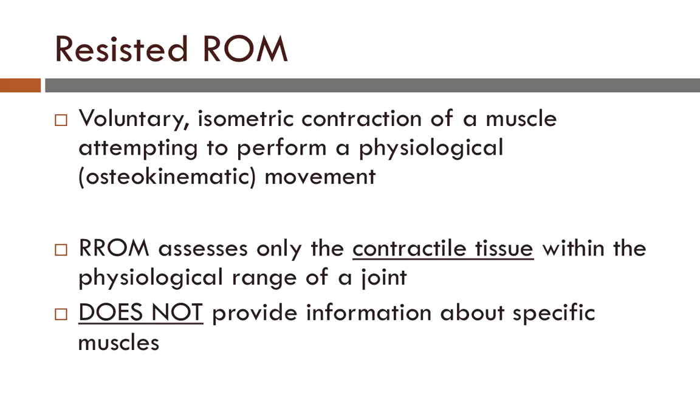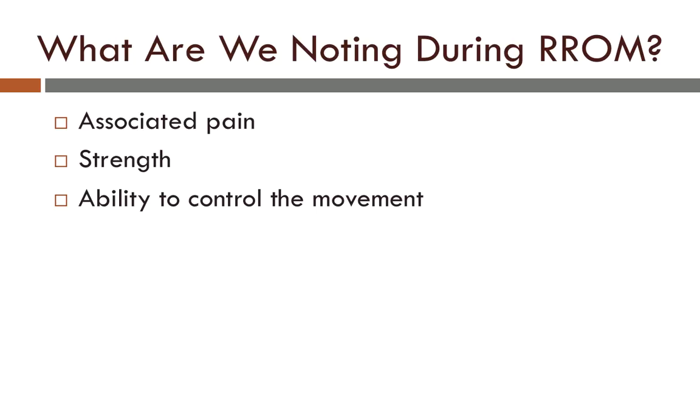Resisted range of motion can be defined as voluntary isometric contraction of a muscle attempting to perform a physiological or osteokinematic movement. Resisted range of motion assesses only the contractile tissue within the physiological range of a joint. It does not provide information about specific muscles. So, what are we noting during resisted range of motion? We're noting the associated pain with the contraction, the amount of strength, and the patient's ability to control the movement.